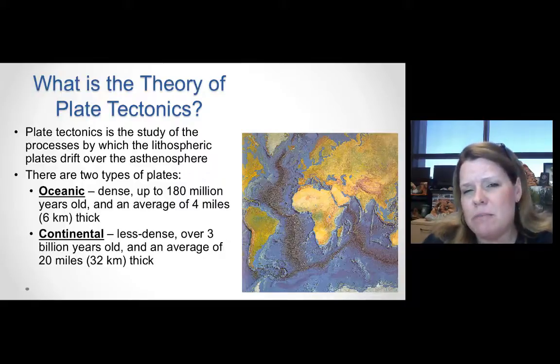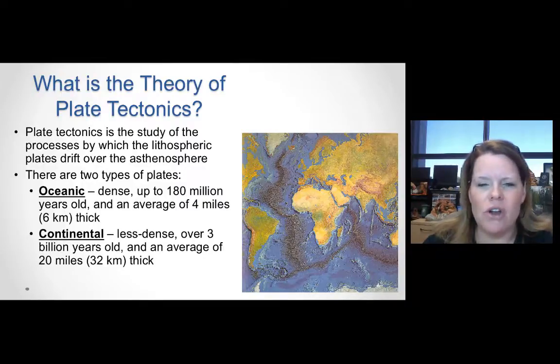So there are 2 types of plates that we find in the lithosphere. There are oceanic plates, and these are very dense because they're made up of hard, metallic basalt, which in this class it really doesn't matter, but if you take physical geology it will. But essentially they have iron in them, so they're kind of dense, and they're very young geologically.